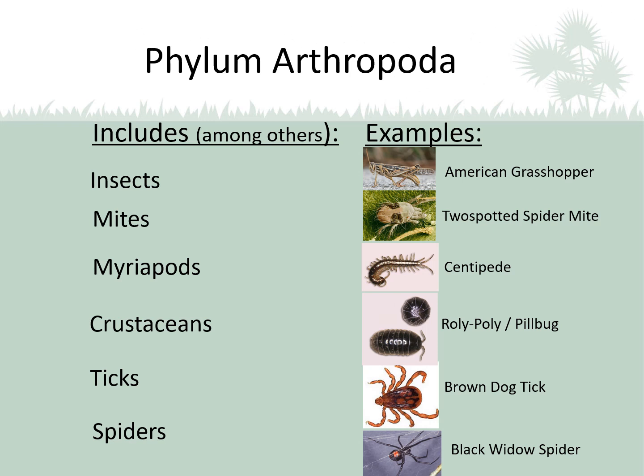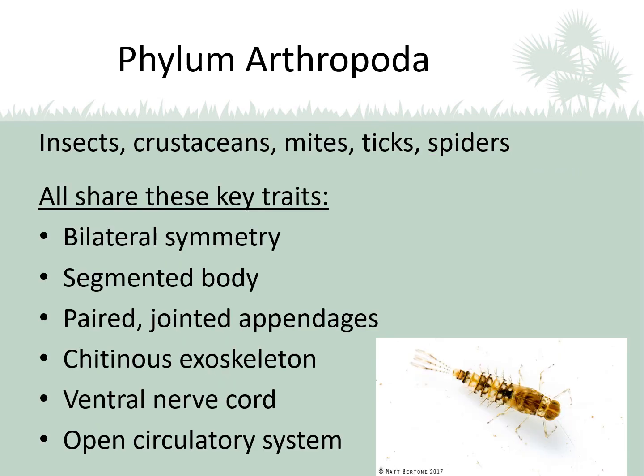Besides insects, the phylum Arthropoda includes mites, ticks, spiders, myriapods like centipedes and millipedes, and crustaceans. The roly-poly, or pill bug, is one of the terrestrial crustaceans. Most are aquatic, such as shrimp, crabs, lobsters, etc. So now looking at the phylum Arthropoda, these are insects, crustaceans, mites, ticks, and spiders.